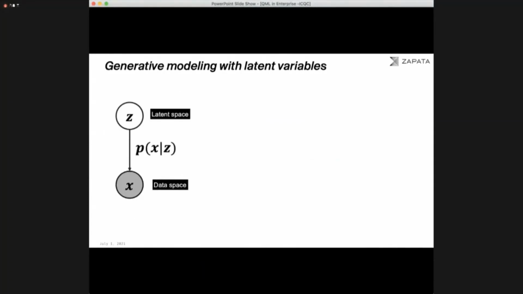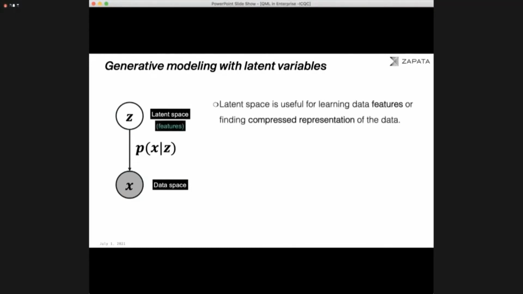So on the generative side, generative modeling with latent variables, we use this latent space, basically this compression. We take a latent space, this compressed space, which is useful for learning a compressed representation of the data, or the main features of a data set. So it's not all of the data, and we don't have to look at all of the data. We can look at just the discriminatory, if you will, features of that data.